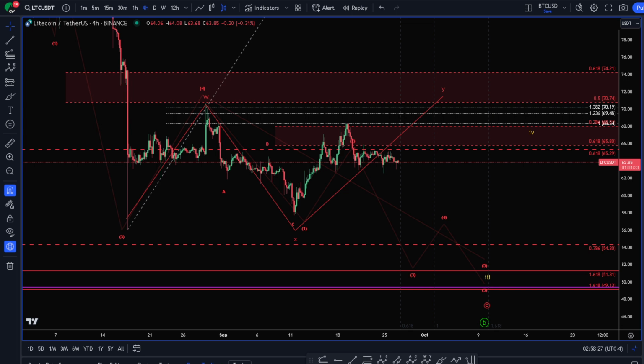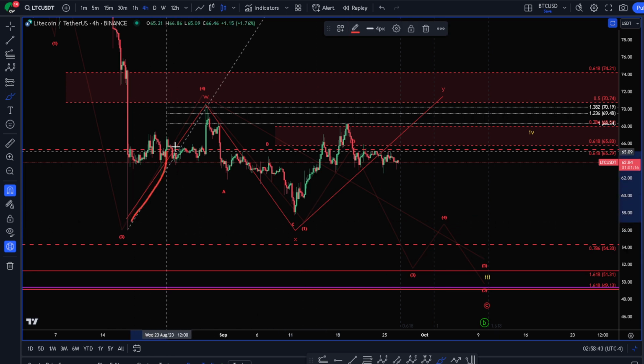I know it's been a little while since I updated it. The reason for that is it's been a very complex count. I had a couple different scenarios I was expecting, but now that we have a little more candles printed, there is one other scenario that I think is the most likely at the moment.